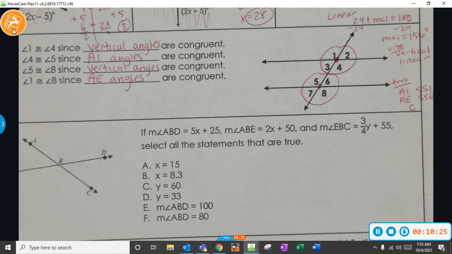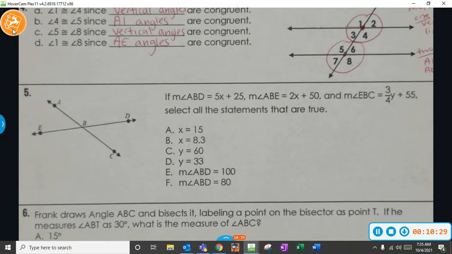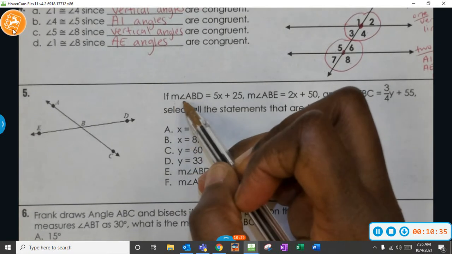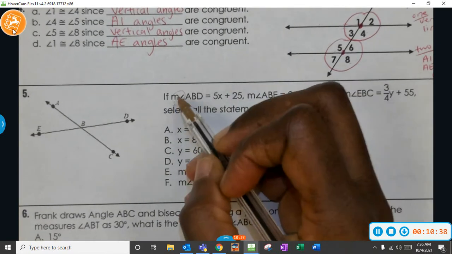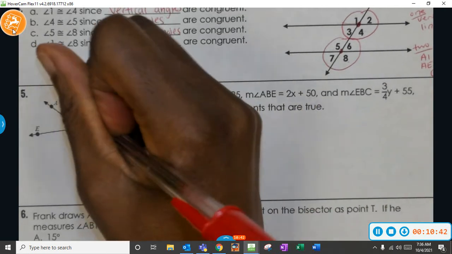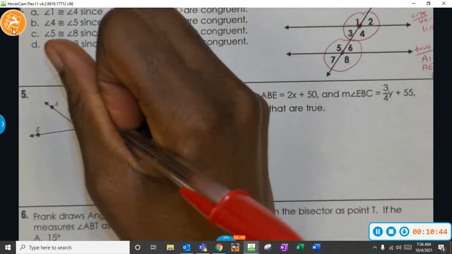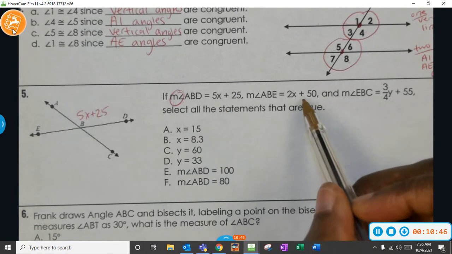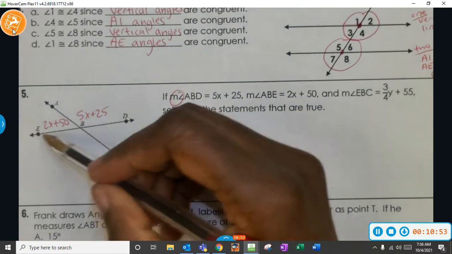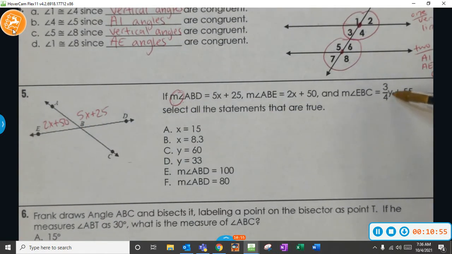Okay, so understanding what angle relationships are is super important again. It's key to being able to solve all the problems on these. So on number 5, if the measure of angle ABD, remember this little m means the measure of angle, it's just a notation to say the degrees or the expression. So the measure of angle ABD is 5x plus 25. I'll write that on there. And ABE is 2x plus 50. And EBC is 3/4 y plus 55.